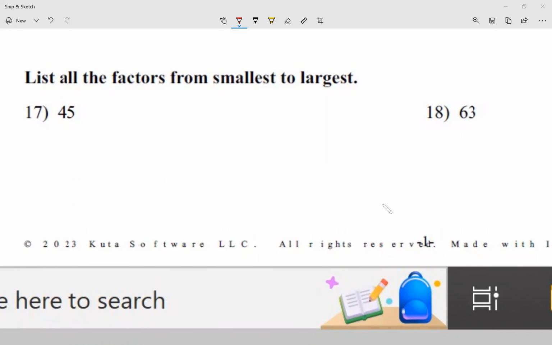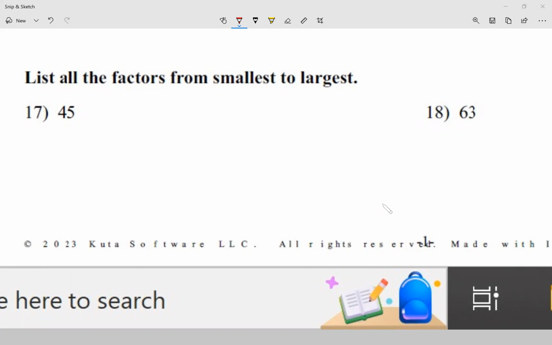All right, so this week, let's do a quick review. This week we started by finding the factors, right? List all the factors from smallest to largest. Okay, so we've got to find all the factors of 45. We said the factors are numbers that multiplied equal something.